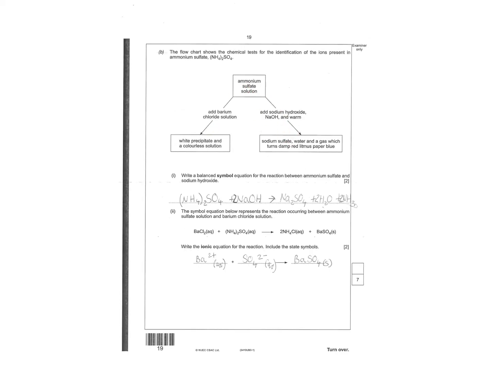2 different equations here. A balanced symbol equation for the reaction between ammonium sulfate and sodium hydroxide. They gave you the symbol equation for ammonium sulfate, plus sodium hydroxide is NaOH. It will then make sodium sulfate plus water plus ammonia. You didn't need to work that out though, by the way, okay? They gave you all that. The only thing they said was the gas that turns damp red litmus paper blue, but we know that's ammonia, okay? Right, the ionic equation, you're looking at the one that is a solid, so you're looking at the 2 ions that cause it to become a solid, okay? Tough question there, okay? But we are towards the end of the paper.